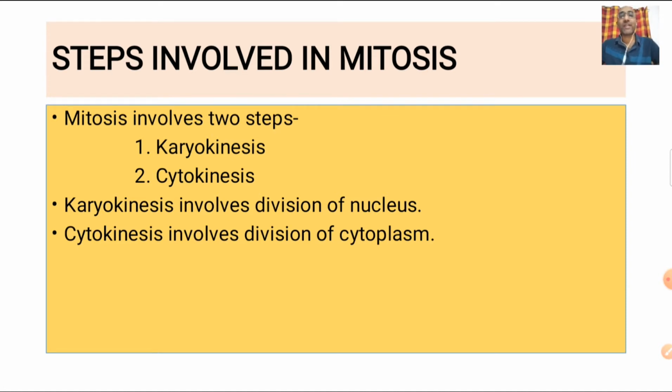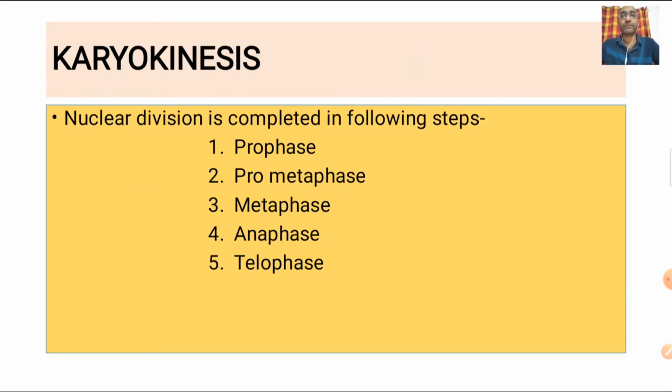Now let us start karyokinesis, the nuclear division. This nuclear division is completed in 5 steps: prophase, pro-metaphase, metaphase, anaphase and telophase. We will discuss each step one by one. First, the prophase stage.